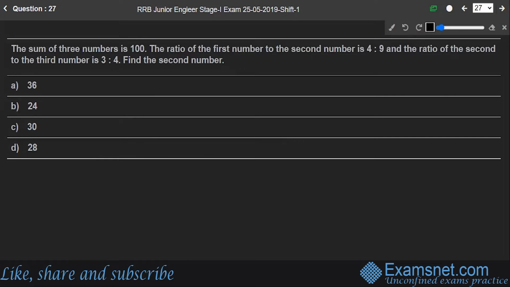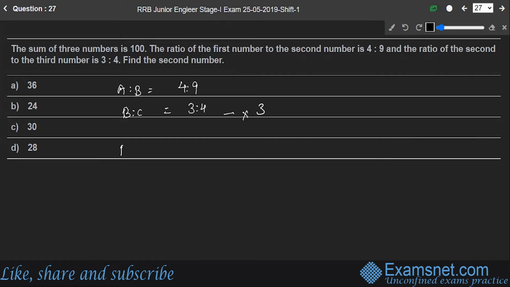The sum of three numbers is 100. The ratio of the first number to the second number is 4:9. The ratio of the second to the third number is 3:4. You have to find out the second number. Okay, so first thing you are given A is to B ratio is 4:9 and B is to C ratio is 3:4. See, here you are having 9 for B and here you are having 3 for B. So let's do one thing. I'll be multiplying this second ratio by 3.